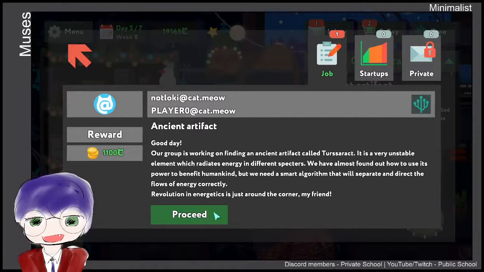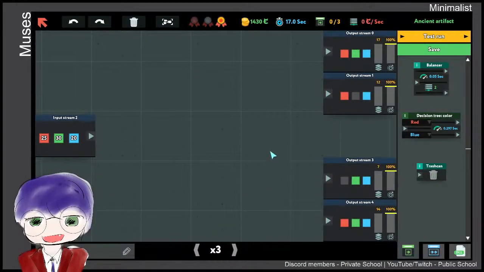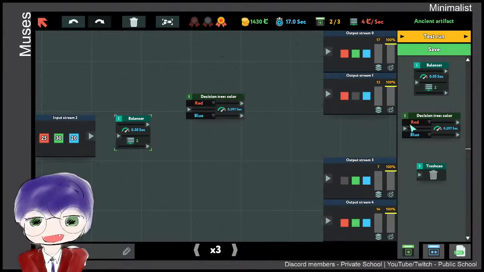Seriously though, why would you use sapient things for manual labor, right? That's just silly. Okay, so we need a balancer out front. Excellent. We need a trash can over here, and we probably need one of these. Do we? No, we don't. But it needs to be 100%. What? Oh, that's interesting.